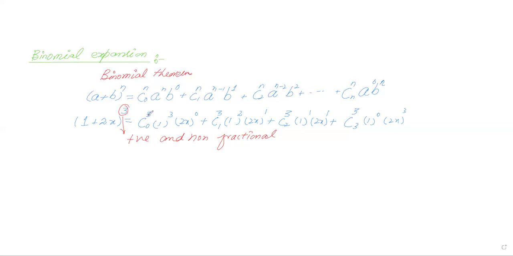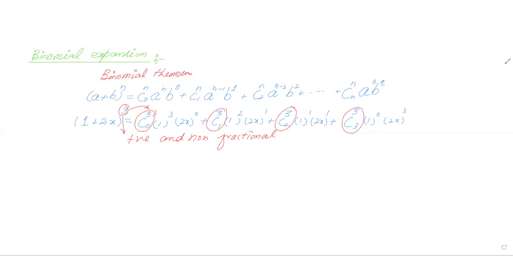Now, we have this one. This whole power gives the binomial coefficients. These are nC0, 3C0, 3C1, 3C2, 3C3. These are called the binomial coefficients. If these are the binomial coefficients, we can find them with the help of the calculator.